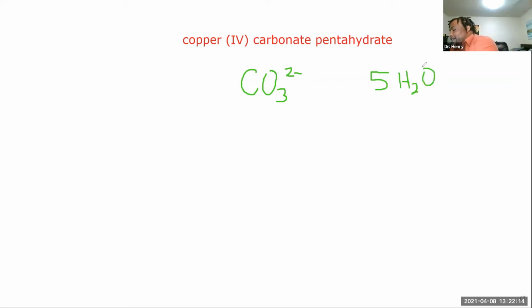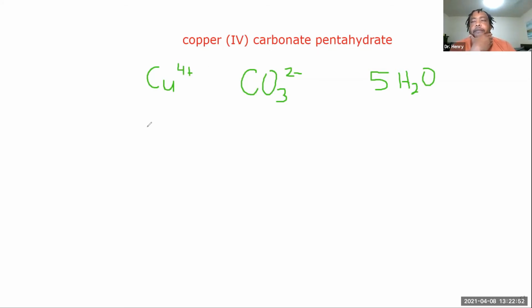What is copper? Cu. And what is the charge on this copper? Let me look at my periodic table real quick. Is it 1? Nope. 4? Oh, copper 4. That's right, Brianna. So we know that this is 4+. Then how many of these guys am I going to need? 2. Okay, so the chemical formula should be what?